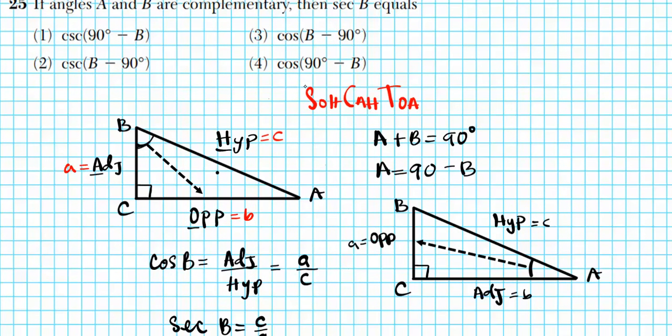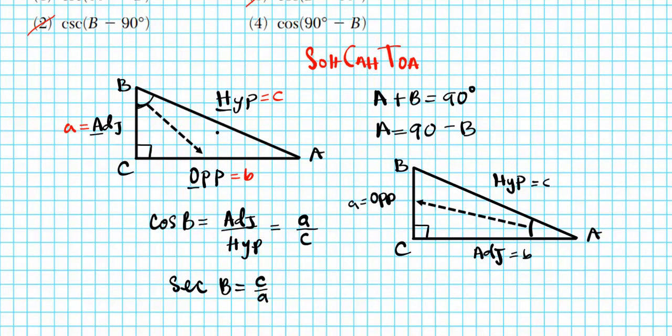So we can just test it out. We have cosecant and we have cosine. But we're looking for the complement, so we're looking for 90 minus b. So we can eliminate option 2 and option 3 because their angular orientation are off. We need 90 minus b. So it's either cosecant or cosine. Which is the correct one? Well, let's test cosecant first.